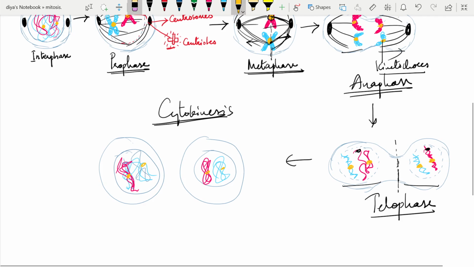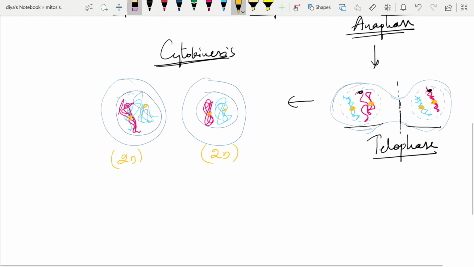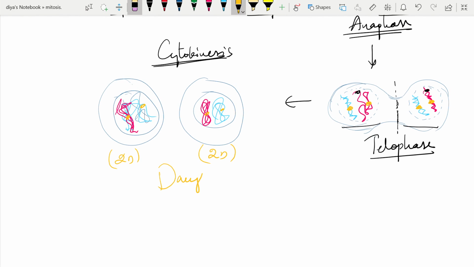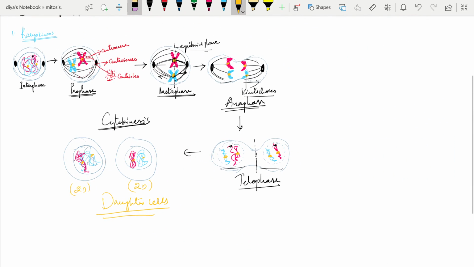So these are again diploid cells. These are the two daughter cells which are identical to the parent cell, totally identical to the parent cell.